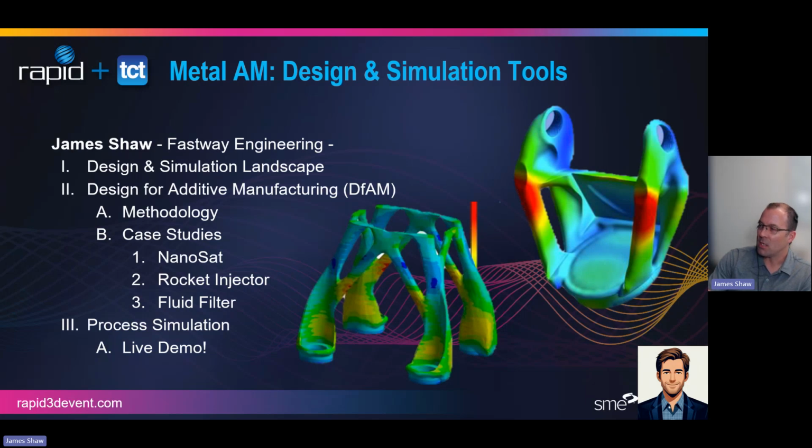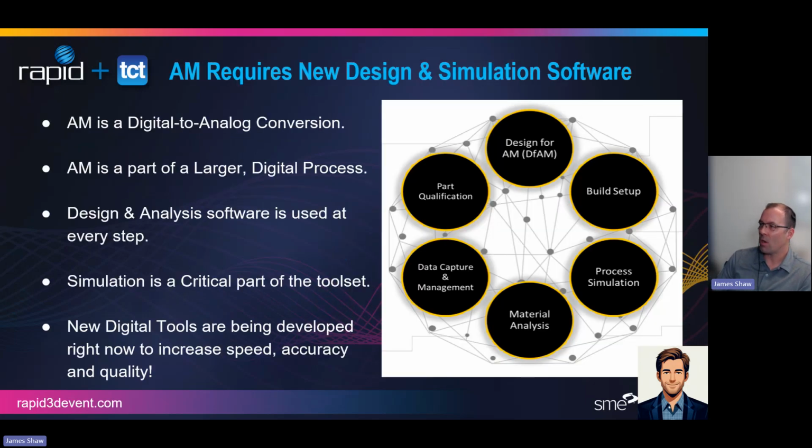But simulation is really just a part of the category of design and simulation software. In a nutshell, additive manufacturing is a digital to analog conversion, right? So up until the point of actually getting some metal being deposited onto the build plate, we really live in a very, if not solely, digital process. And that includes a variety of software that are being developed today, brand new for this application. And simulation in particular is critical.